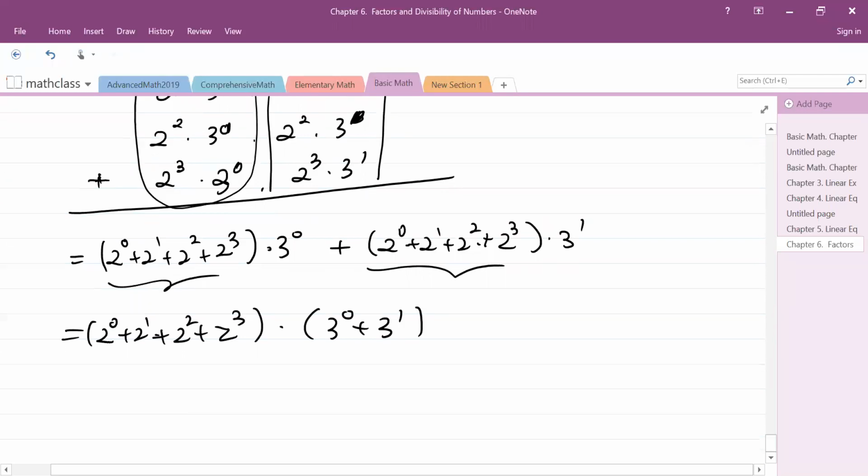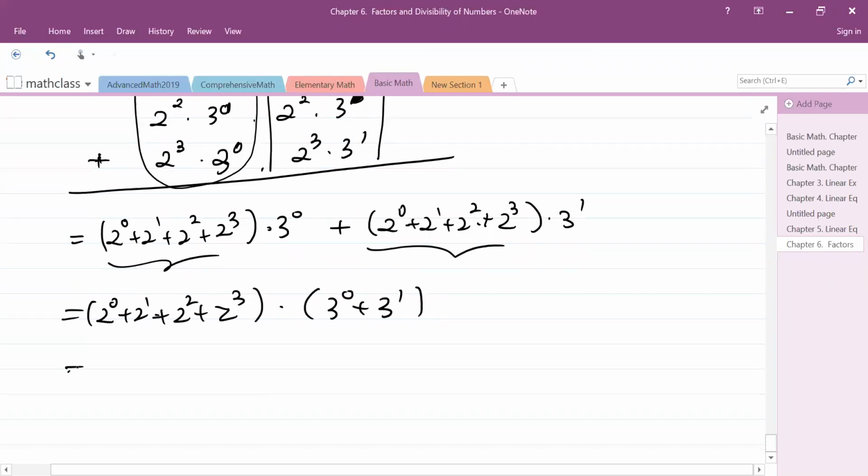Maybe you can figure it out without using the formula because the power is small. So I can say 1 plus 2 plus 4 plus 8. Here it's 1 plus 3. So what is the number? 15, right? Yeah. And this one is 4. So it's 15 times 4, which is 60. Okay, so that's how we get it.